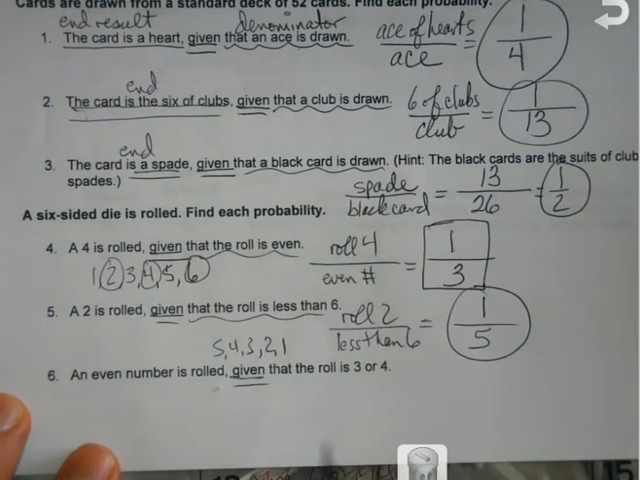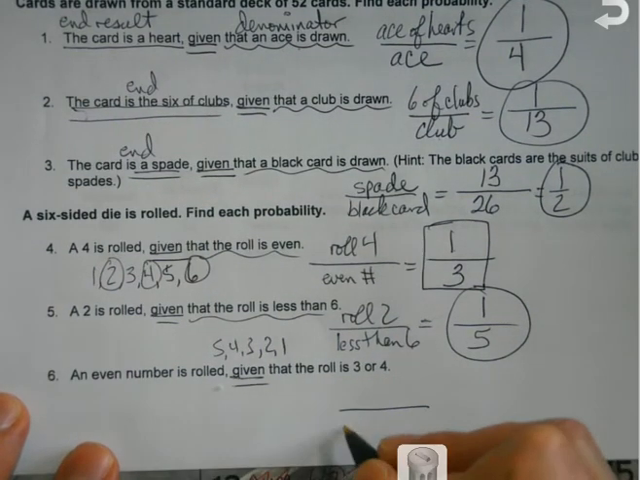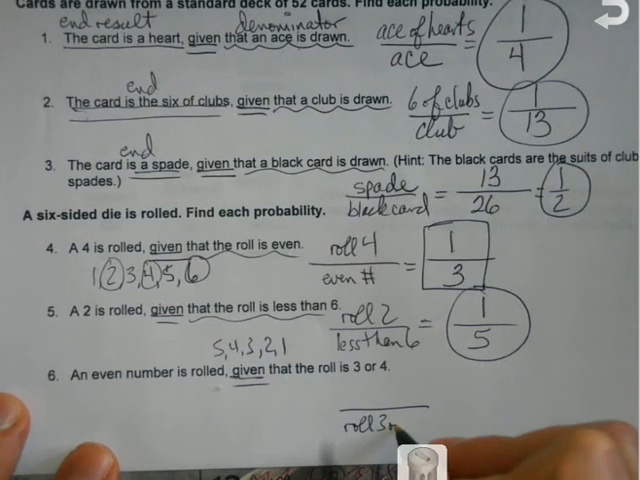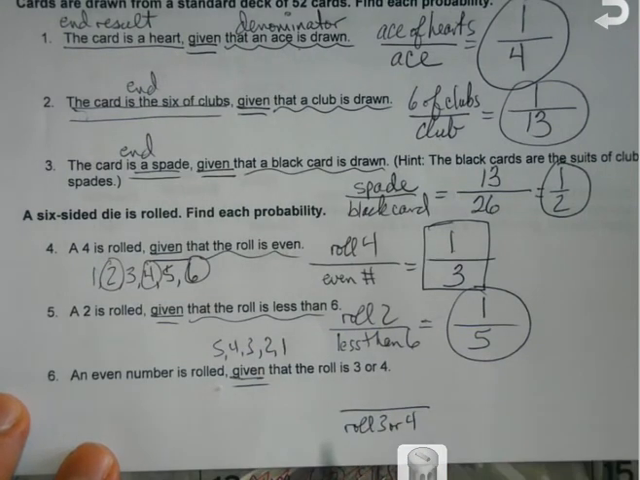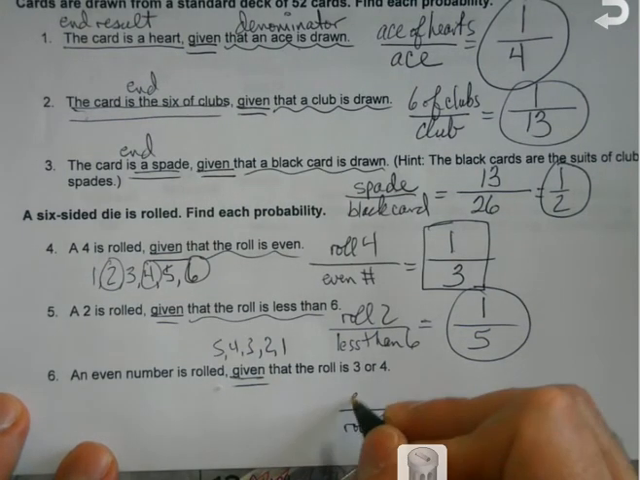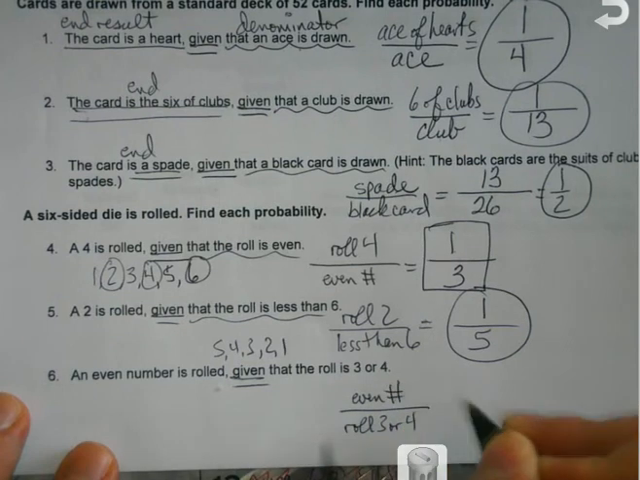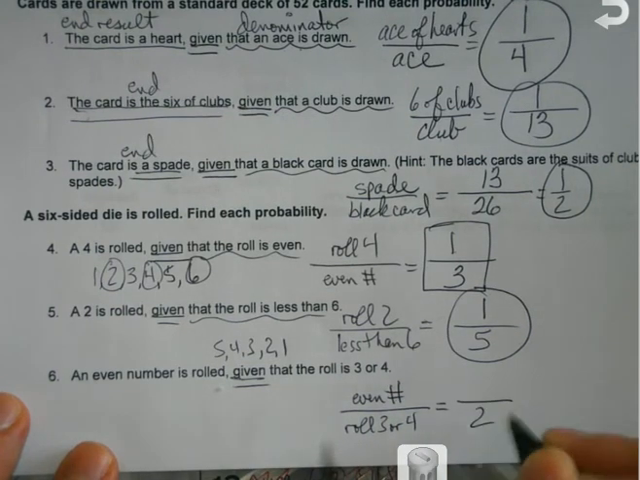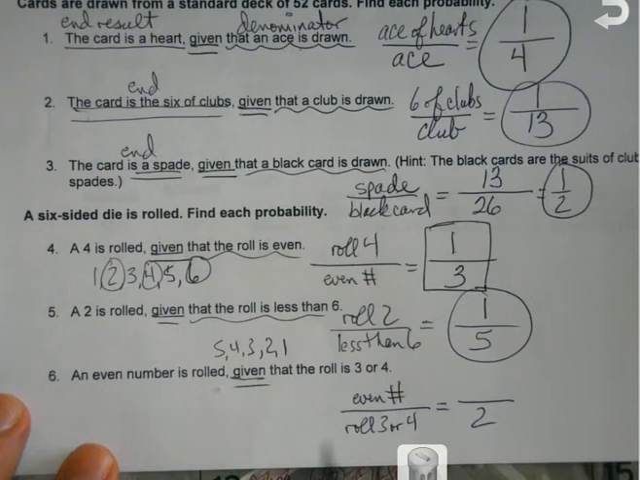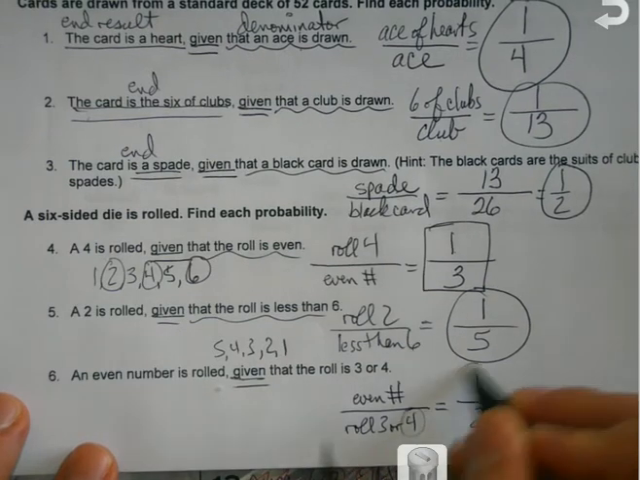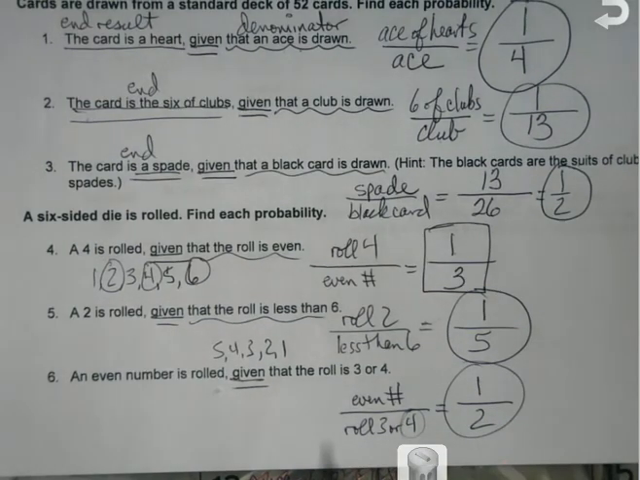So last one here, given. Given that I roll 3 or 4, and I want to get an even number. Well, rolling 3 or 4, there's only 2 choices. How many of those 2 choices are even? None of them, one of them, both of them? One of them, just the 4. So I get that, and it's 1/2.